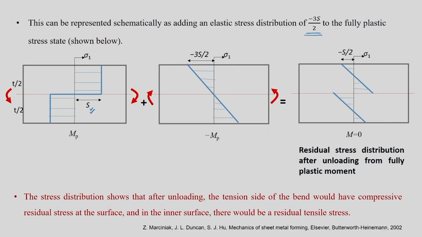It is the elastic stress distribution that is confirmed, which is minus 3S by 2 to the fully plastic moment, as shown in this particular figure. So, this is already known to us. This value is the plane strain flow stress S. And we are going to add this minus 3S by 2 at the top, isn't it?